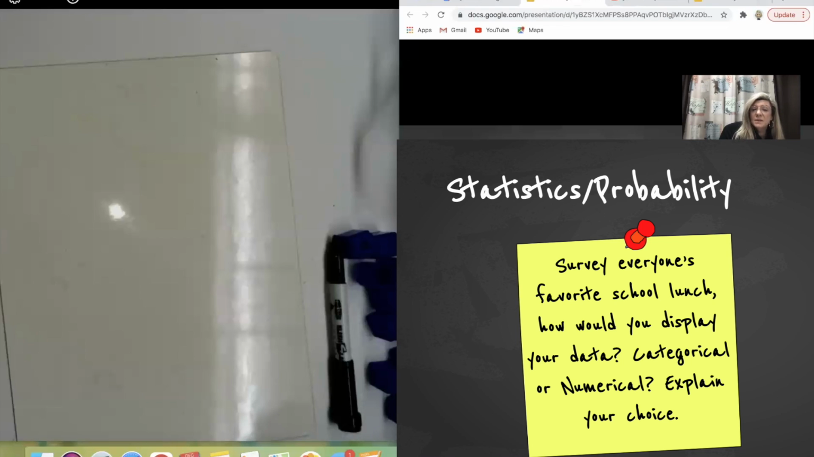And explain your choice. So you would have to ask, first of all, when we're in that face-to-face setting, it's way easier to do that than it is to survey at this point. But maybe they could survey the people in their household about a favorite lunch or a favorite type of food. Wouldn't get a lot of data, but it would be a start. But still, the point is, would it be categorical data or numerical data? What do you think? It really depends on what you're asking of them. Right. But if we're asking this question right here, everyone's favorite school lunch, would it be categorical or would it be numerical?